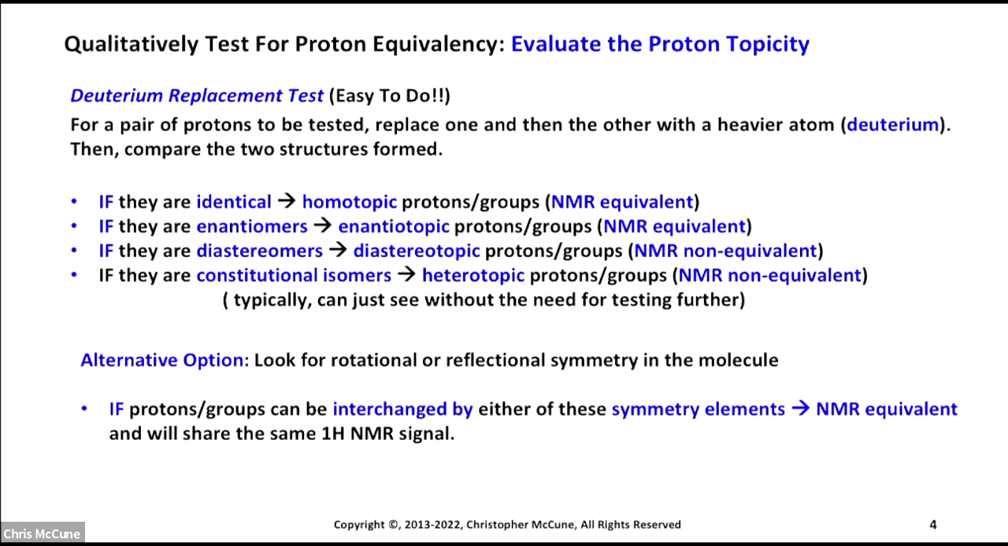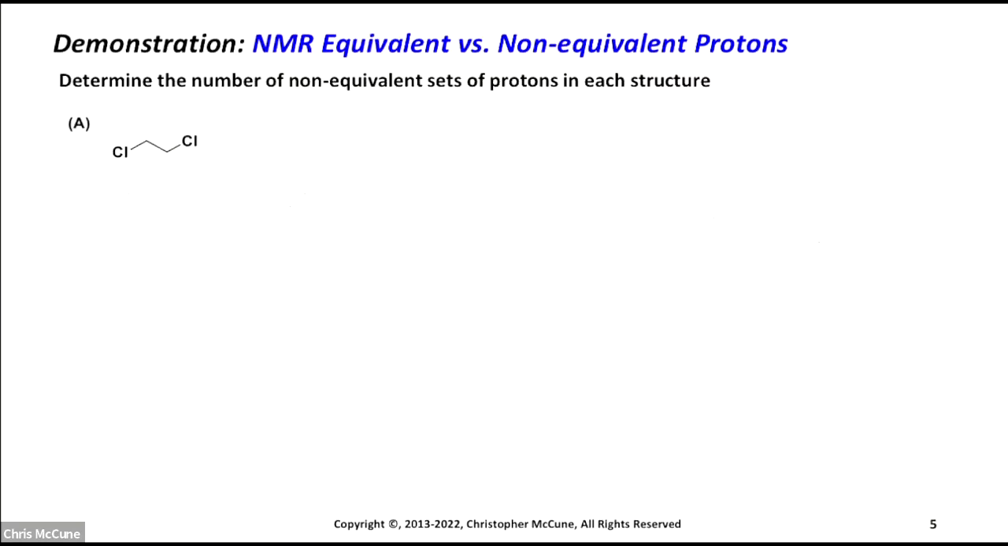An alternative option is to look for rotational or reflectional symmetry in the molecule. If protons or groups can be interchanged by either of these symmetry elements, then they are NMR equivalent and they will share the same NMR signal. So here's an example. Let's go through this and then I'll show you a couple more. But you can see the symmetry about the middle of the molecule. Each carbon's attached to the same things. You have a CH2 followed by a chlorine. So it's a carbon attached to two hydrogens and a chlorine on each side.